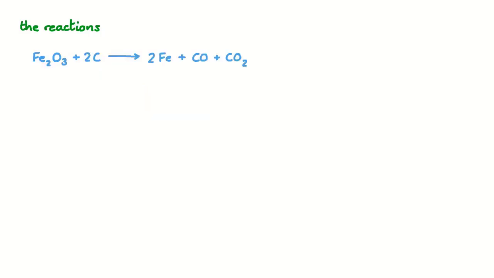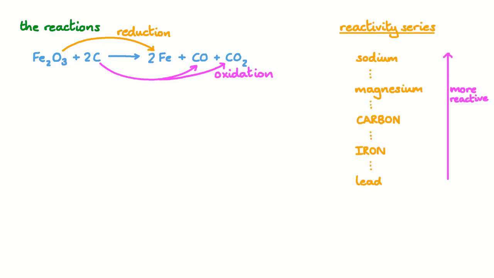When hematite is reacted directly with carbon, a redox reaction can occur. Hematite, Fe2O3, is reduced to iron. And at the same time, carbon is oxidized to a mixture of carbon monoxide and carbon dioxide. The exact stoichiometry will depend on the conditions. If we look at the reactivity series, we're reminded that carbon is more reactive than iron. So when we heat iron oxides with carbon, the oxygen passes from the iron to the carbon.